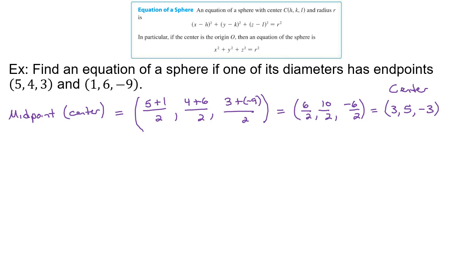Then I need the radius. To find the radius, you have a couple options. You could take the original 2 points they gave you, find the distance across it, and cut it in half. That would be the radius, since it's a diameter, and cutting the diameter in half gives you the radius.